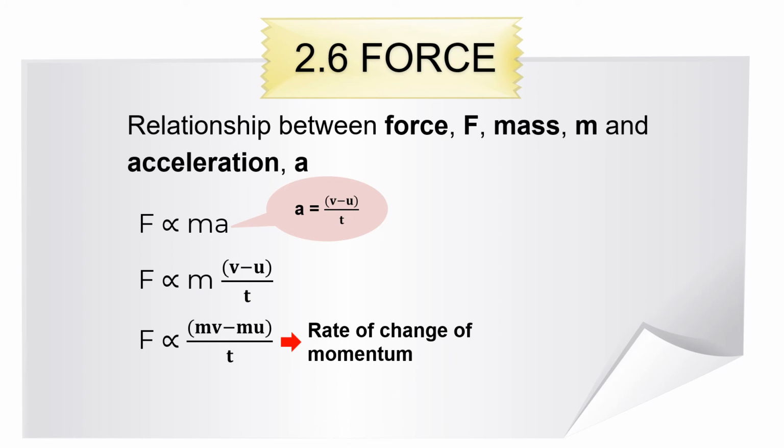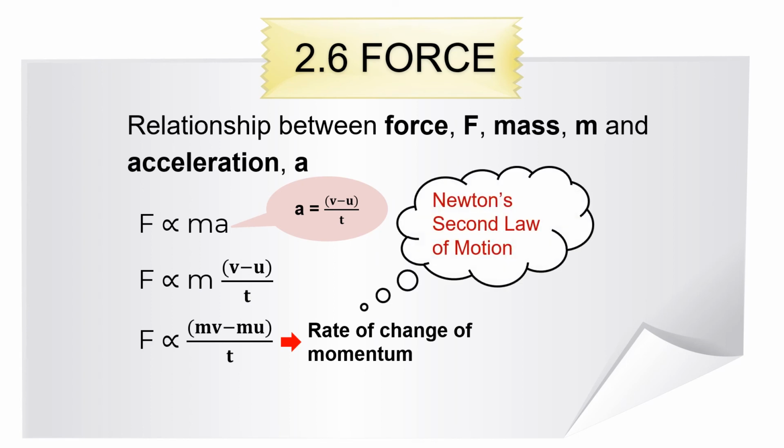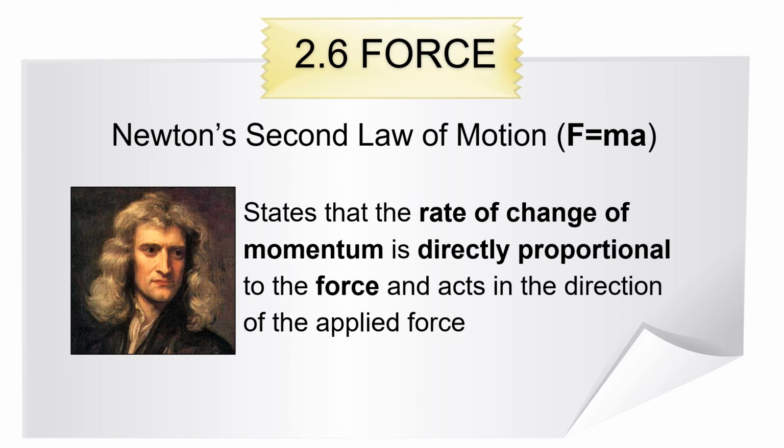So, force is directly proportional to the rate of change of momentum, and this is the expression for Newton's second law of motion. F equal to ma is the formula that you will use later on in the calculation. Newton's second law of motion states that the rate of change of momentum is directly proportional to the force and acts in the direction of the applied force.